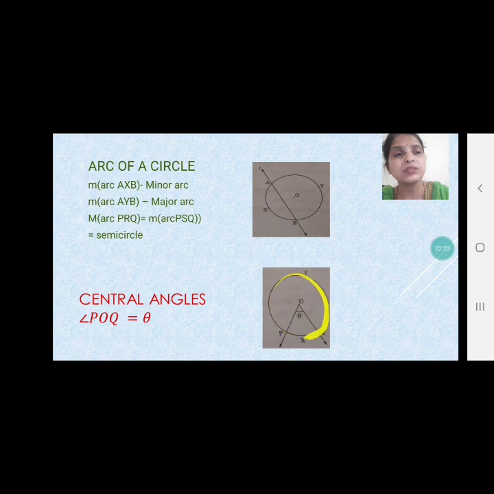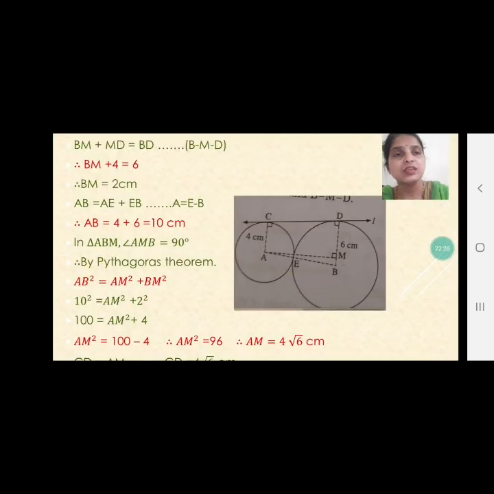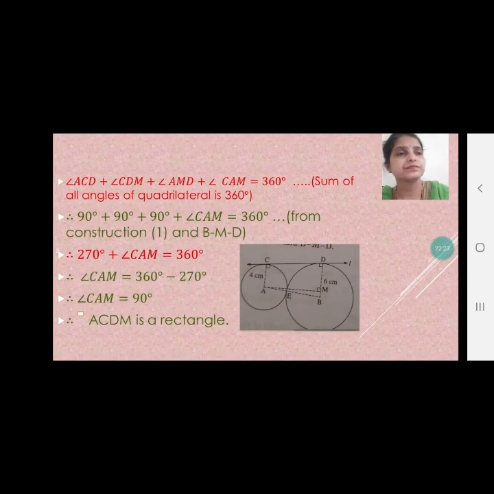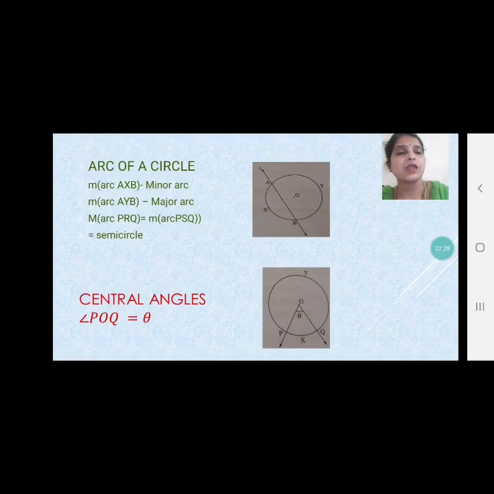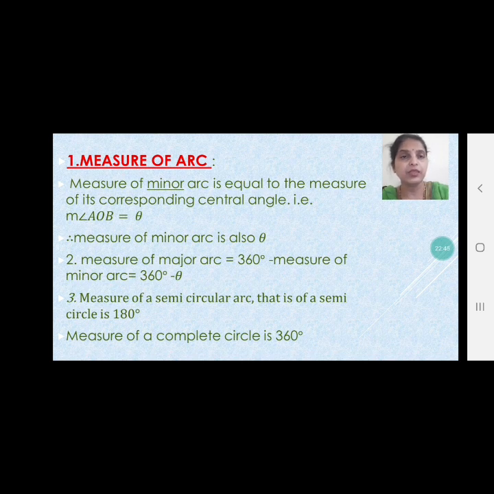the total measure of the circle is 360. So 360 minus this minor arc will give me the measure of major arc. Now the measure of semicircular arc is 180 degrees. So this is all the description about the measures of the arc.